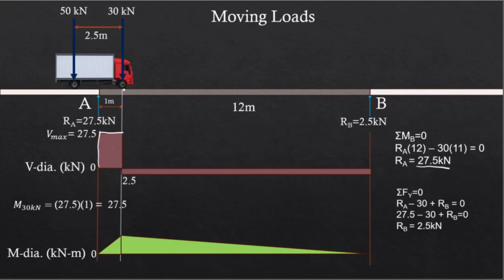And then at this point, we're going to subtract 30. And so from 27.5, we have 27.5 minus 30. That's equal to minus 2.5. So this is actually negative. So we're going to move down because we have a concentrated load. And then from this point up to this point, we have no loading.